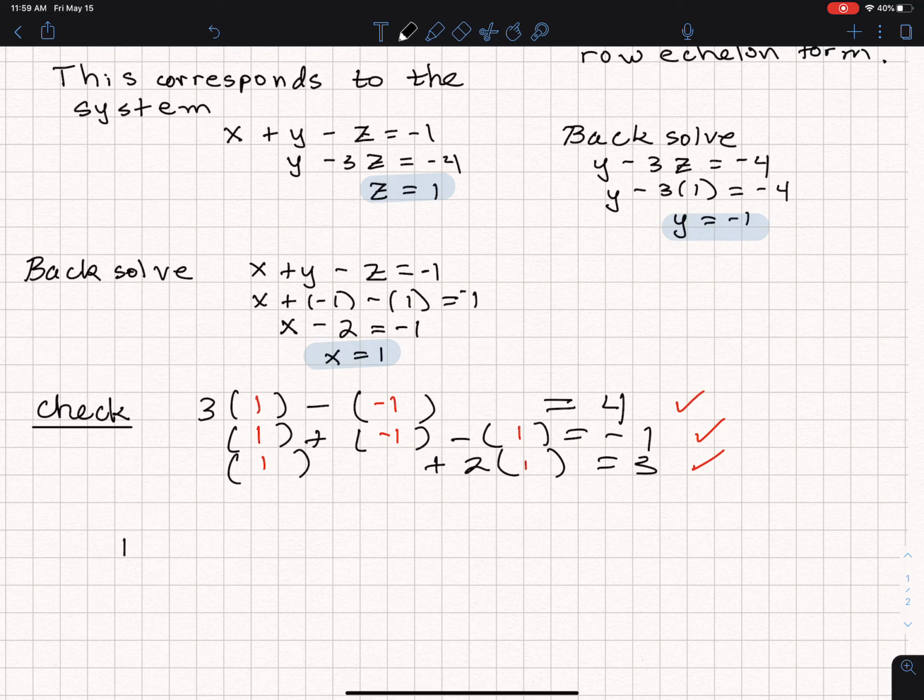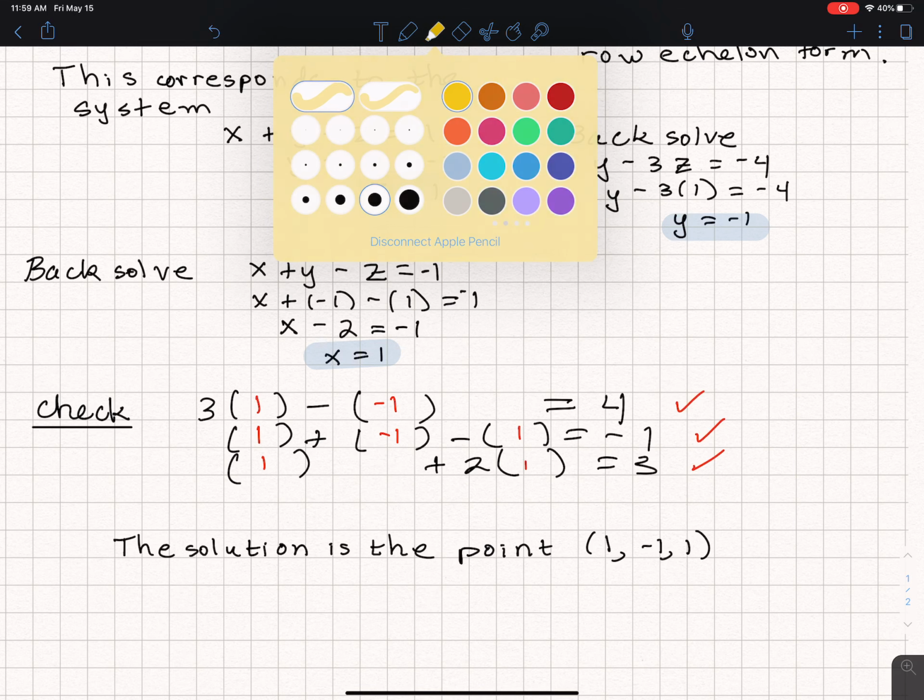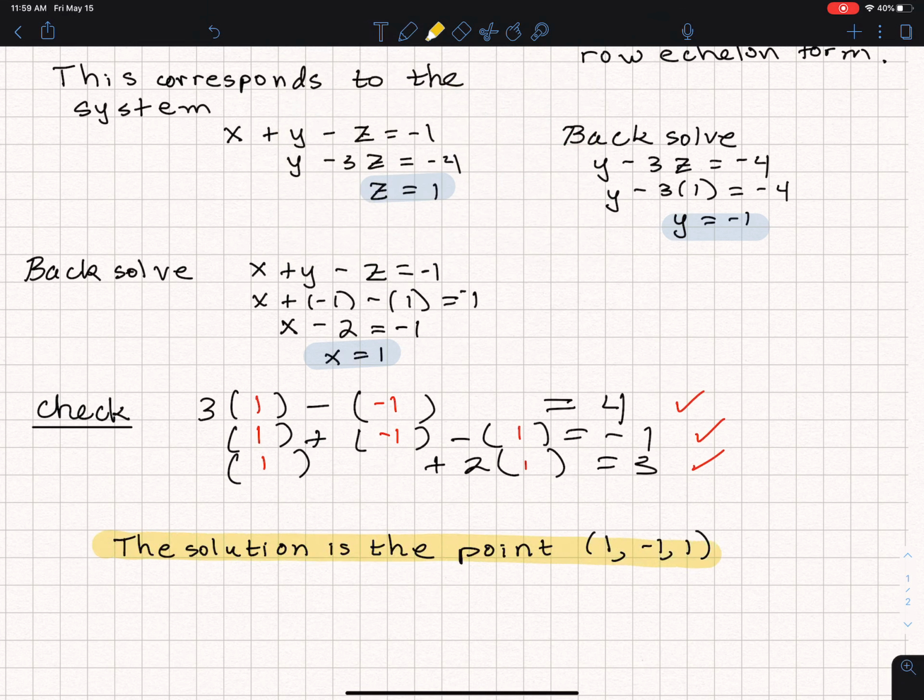So the solution is the point x equals 1, y equals negative 1, z equals 1. And that's all.